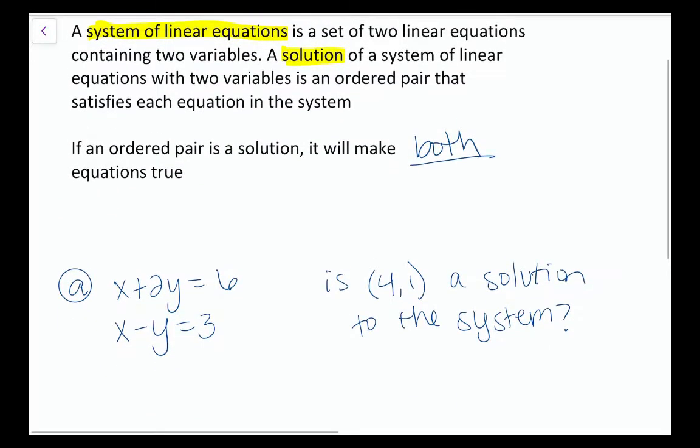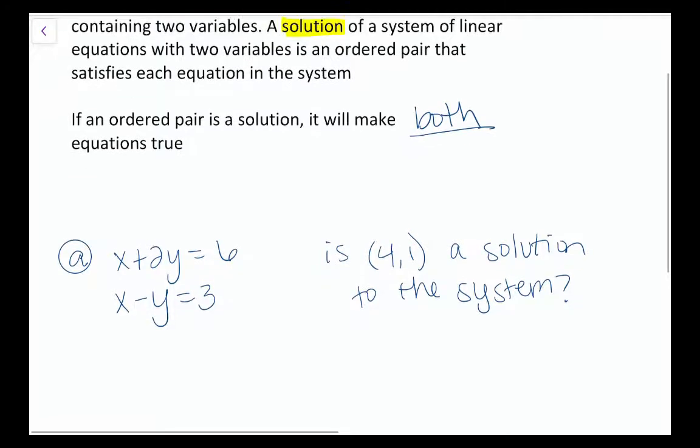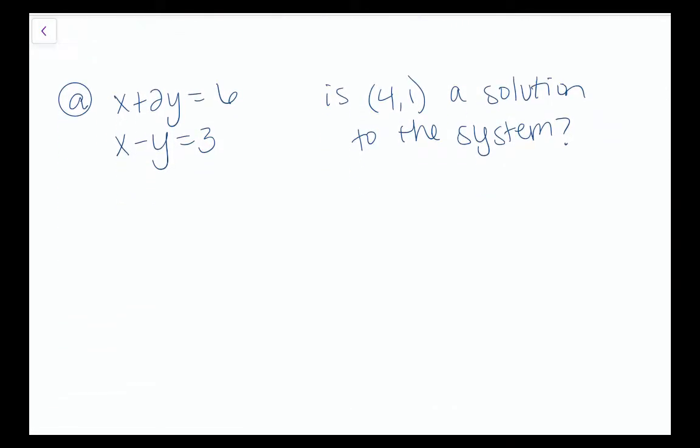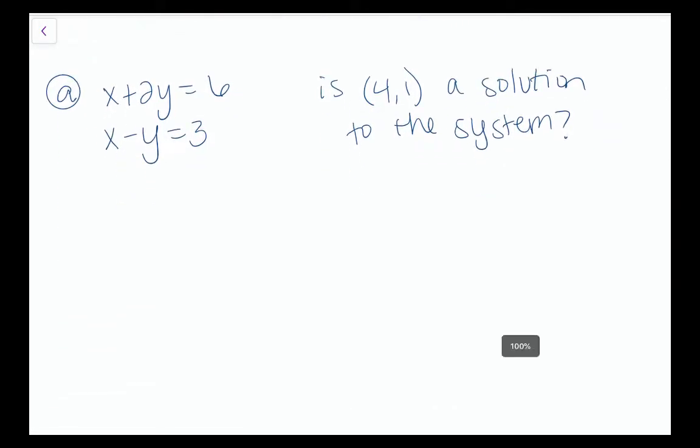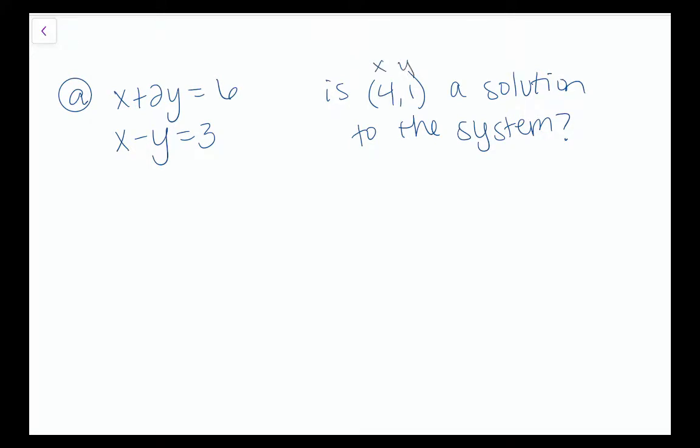So we have a system here, x plus 2y equals 6 and x minus y equals 3. And we're going to determine algebraically if (4, 1) is a solution to the system. So what we're going to do is substitute 4 for x and 1 for y into each equation and see if it holds true. So 4 plus 2 times 1 equals 6. 4 plus 2 equals 6. 6 does equal 6, so that holds true there.